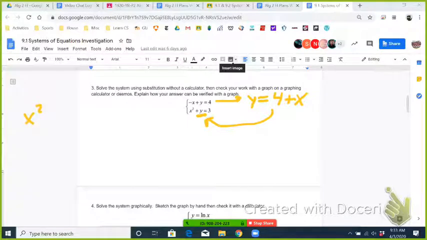So we get x squared plus 4 plus x equals 3. Alright, so now we just have one quadratic equation, and we can use this to figure out what x is, and then we still have to figure out what y is for each value of x. So we could put it in standard form.